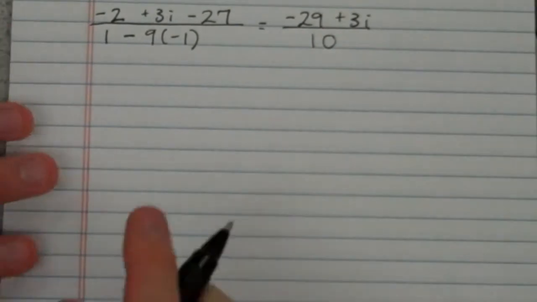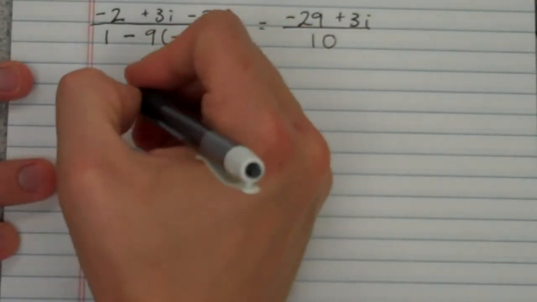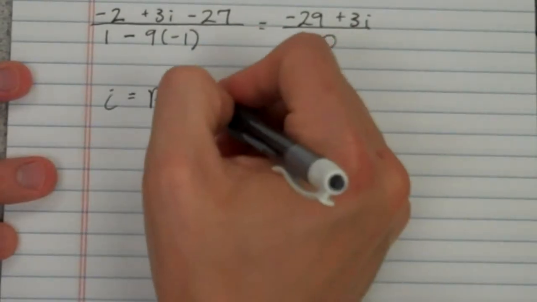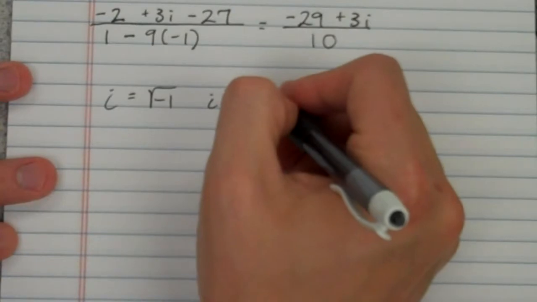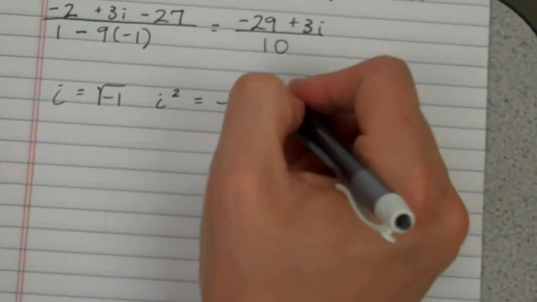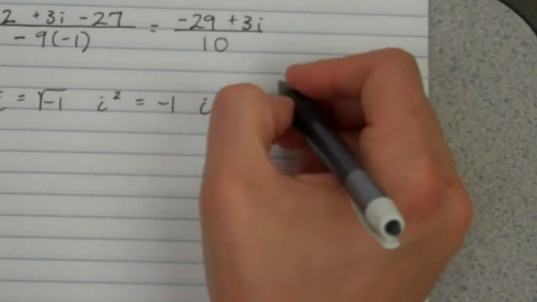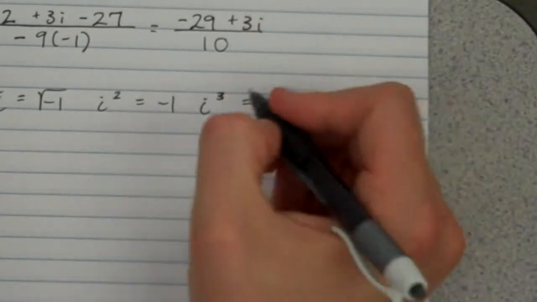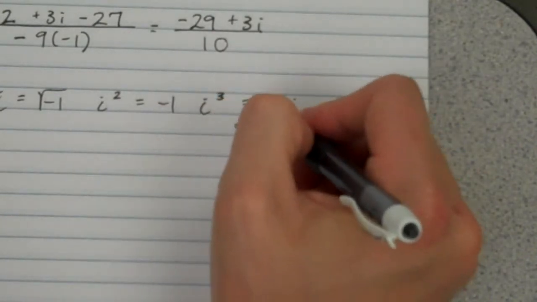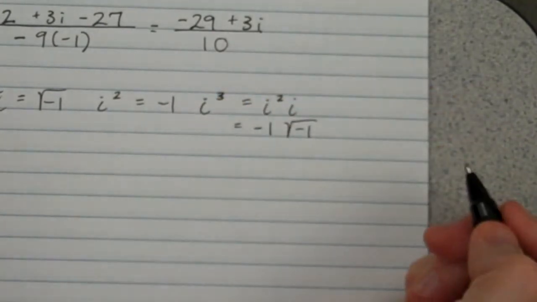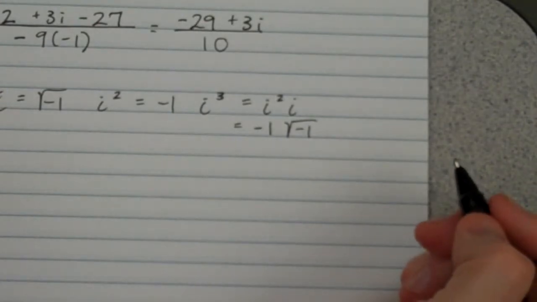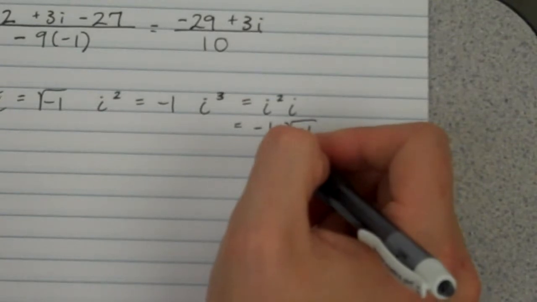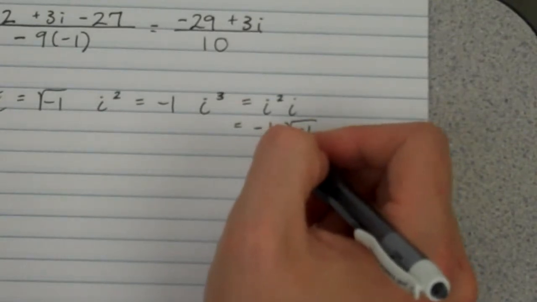So the last thing that I want to talk about is if i equals the square root of negative 1, then i squared equals negative 1. So i cubed would equal i squared times i, right? Which would equal negative 1 times the square root of negative 1. Okay? Now, we can use this to consider what really large exponents of i would be.